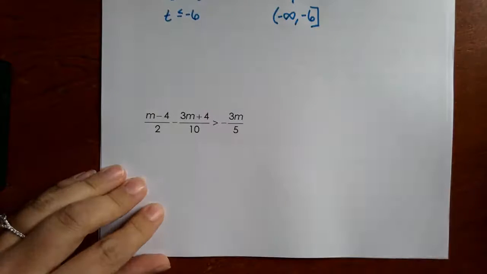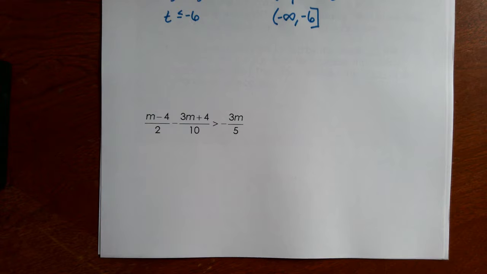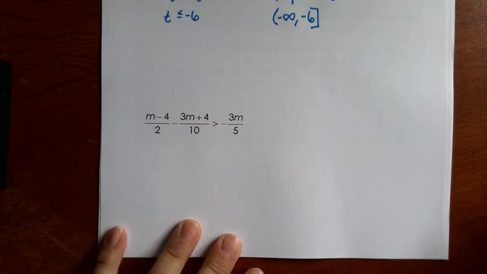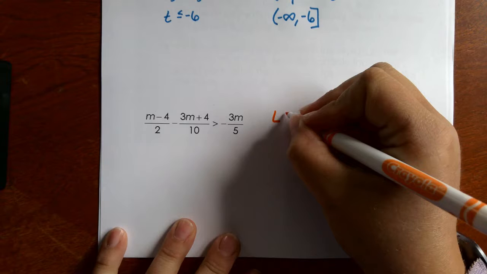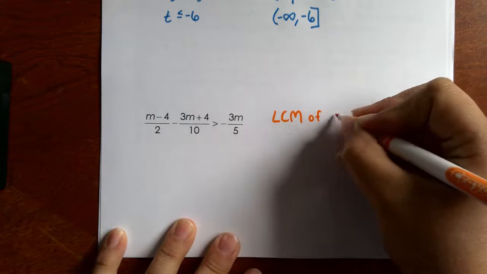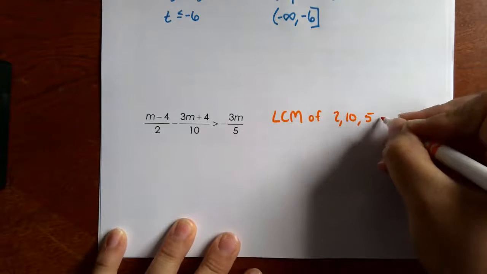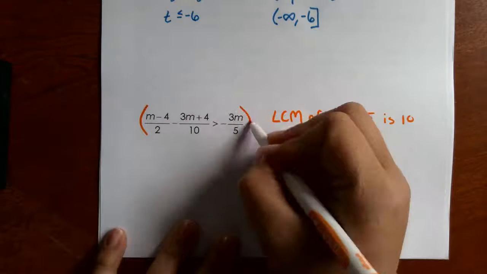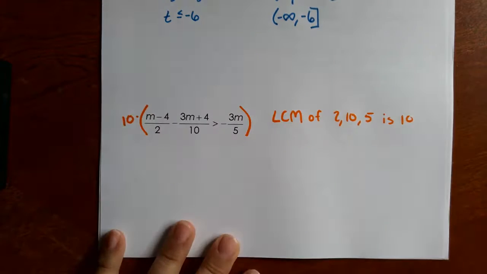For this next one, I see a bunch of fractions. And to me, fractions can get a little overwhelming. So I'm going to get rid of the fractions right away. I see denominators of 2, 10, and 5. Well, the least common multiple of 2, 10, and 5 is 10. So I'm going to multiply everything by 10.